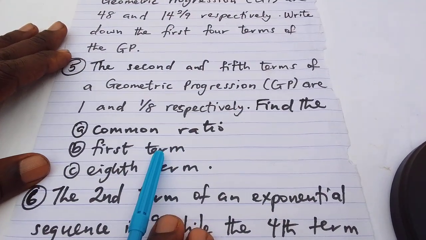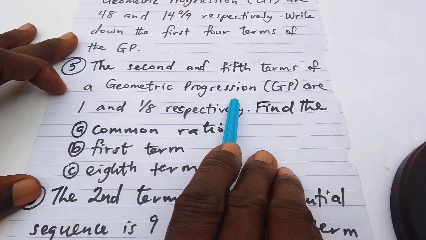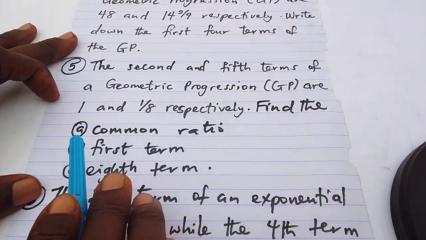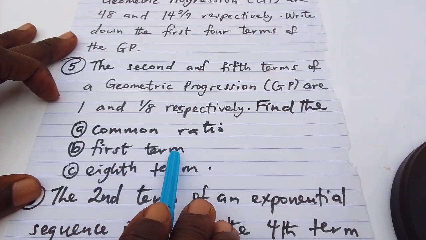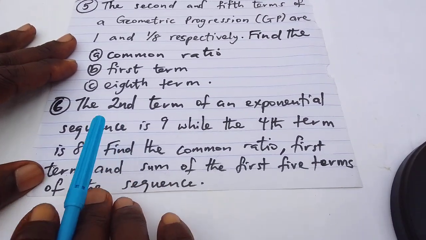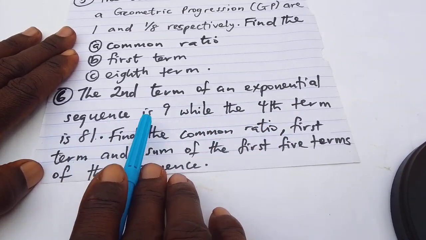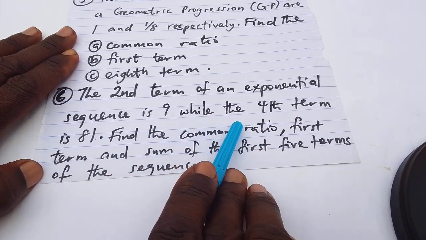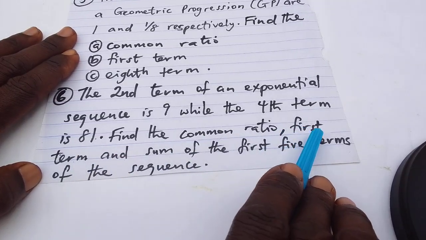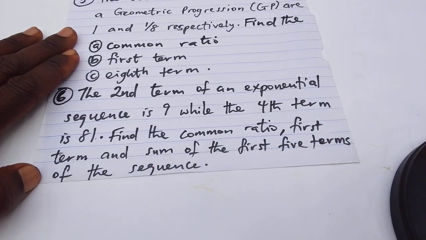Number 5, the second and fifth terms of a geometric progression are 1 and 1/8 respectively. Find the common ratio, first term, 8th term. Then number 6, the second term of an exponential sequence is 9, while the fourth term is 81. Find the common ratio, first term, and sum of the first 5 terms of the sequence.